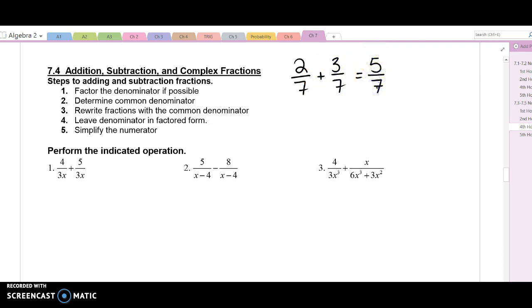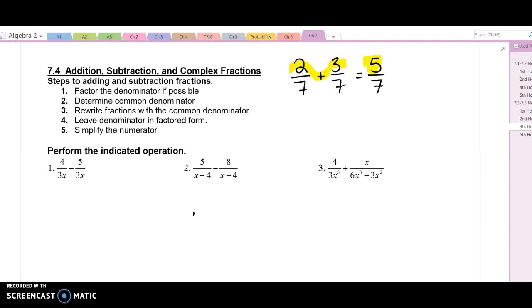5/7. Why did you not add the denominators? Okay, when you're adding and subtracting fractions, you have to have common denominators. If the denominators are the same, all you do is add or subtract the numerators. So that's basically what we're going to be doing. We are adding and subtracting rational expressions.